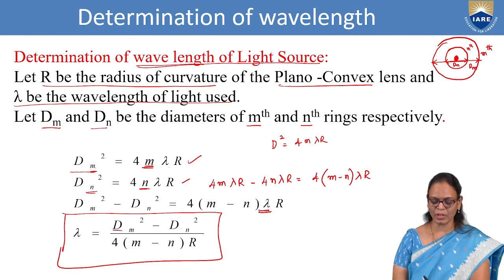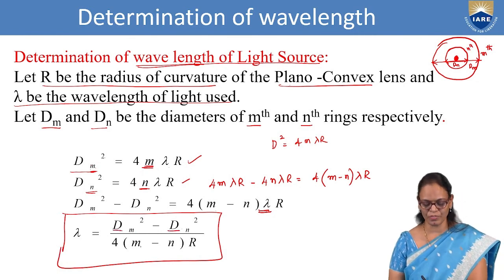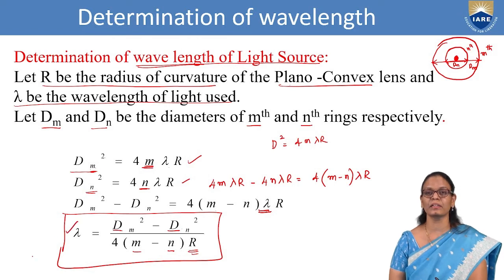Now, by calculating the diameter of the rings of the mth ring and the nth ring, and if you know the radius of curvature of the given plano-convex lens, you can very well calculate the wavelength. And the other way also is possible. Sometimes you are given the wavelength of the light and you are asked to find the radius of curvature.